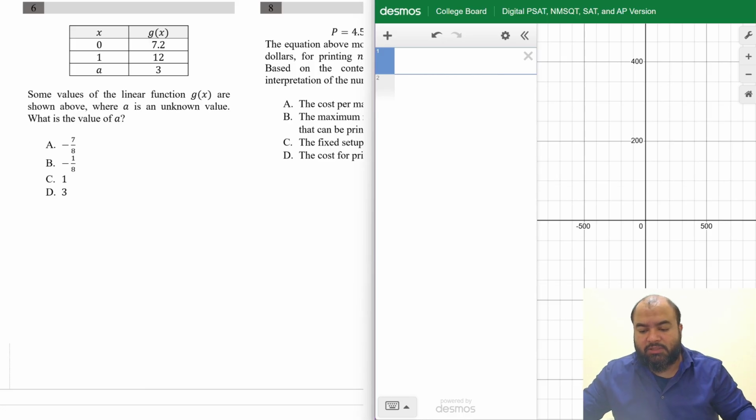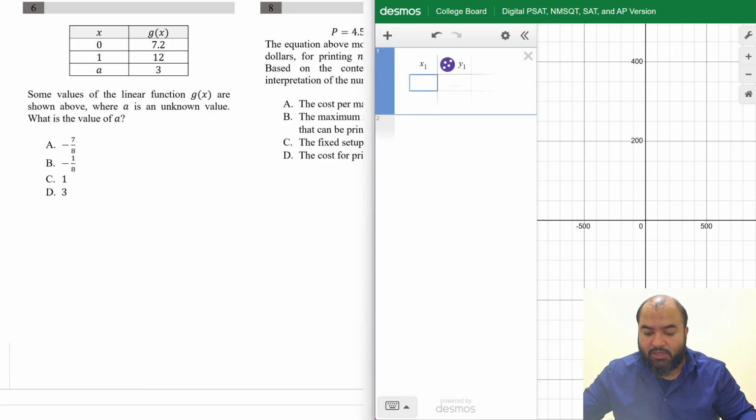For number 6, we can do the same thing. It's linear function. So we're gonna do plus table. So let's fill out what we know. So 0 and 7.2, and the other one will be 1 and 12.